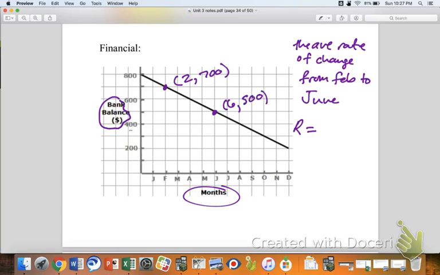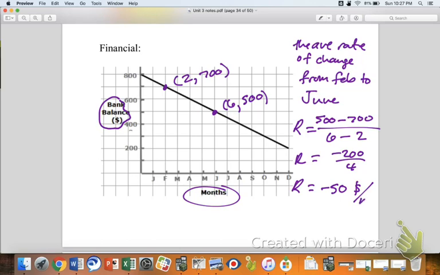The way that we find slope is the change in y over the change in x. The change in y would be 500 minus 700, and the change in x would be 6 minus 2. So this would give us negative 200 over 4. So the average rate from February to June would be negative 50, and the units that we would have here would be in dollars per month.